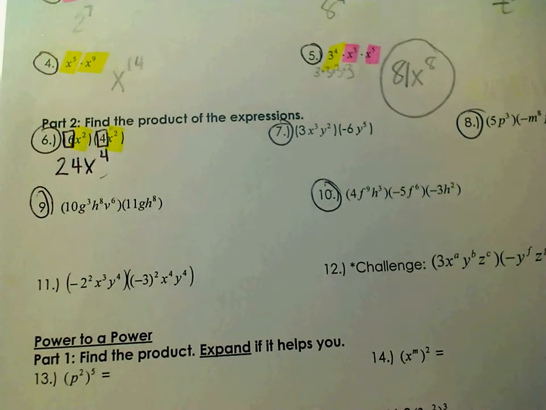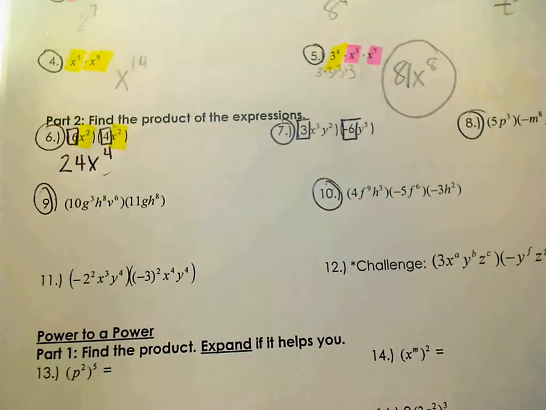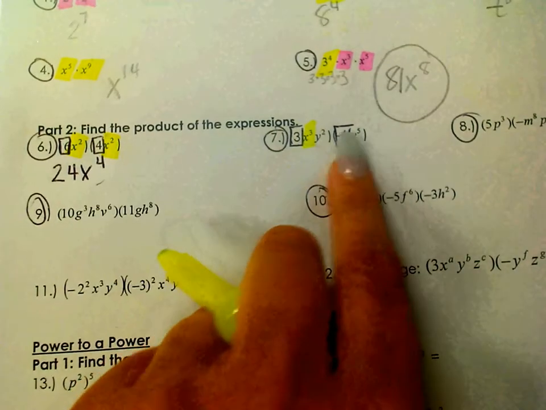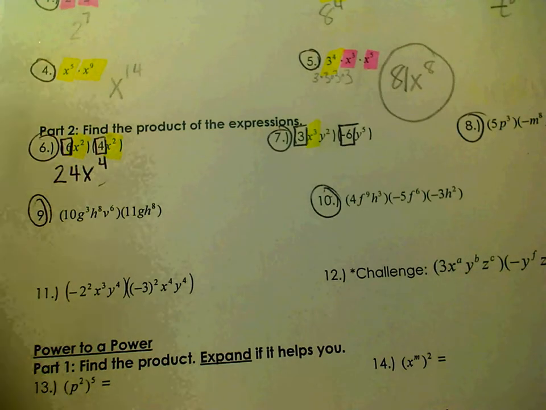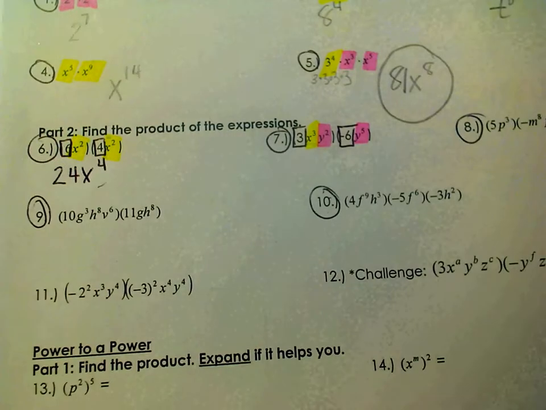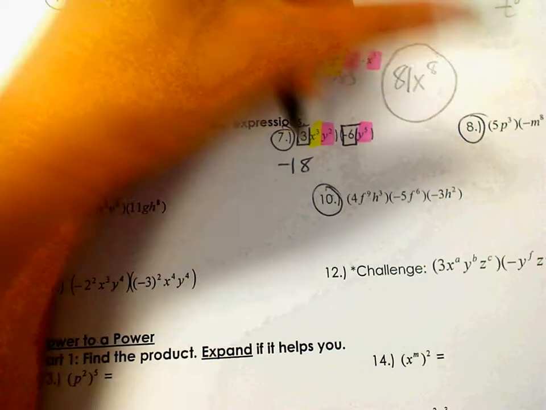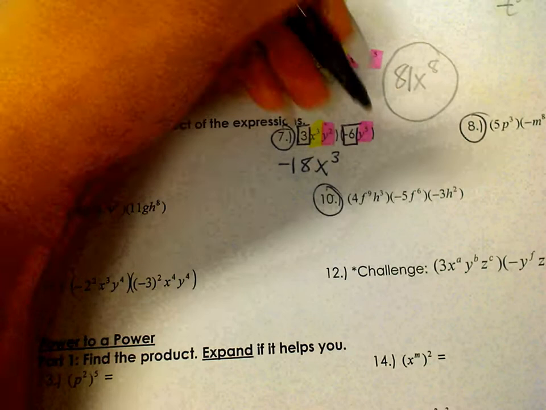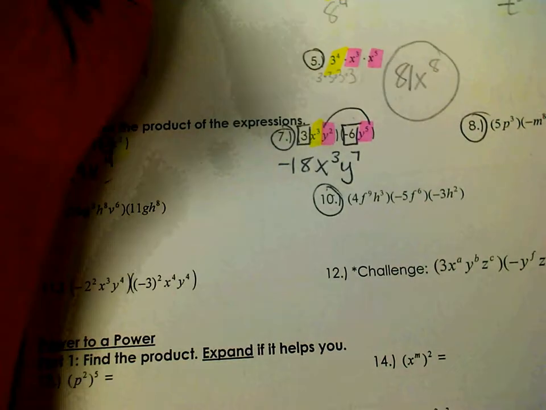Okay, next one. Here you have a 3, and then you have a negative 6. And then you have x to the 3rd power. There's not another x for us to highlight yellow, so just put that one away. And then y to the 2nd power times y to the 5th power. So let's multiply the numbers first. 6 times 3 is negative 18. X to the 3rd power, and then y to the 2nd power times y to the 5th power is y to the 7th power. And that is actually your answer.